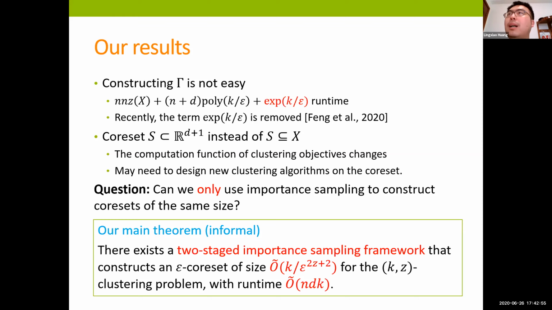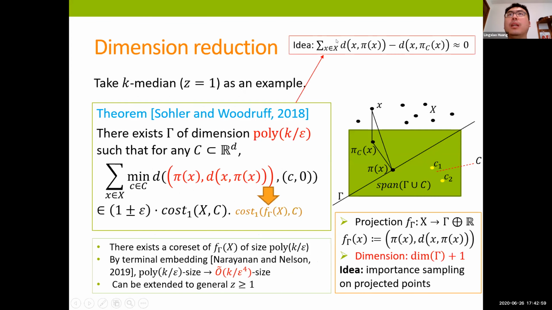Okay. So it's because here, actually, the construction of gamma, you need to satisfy this property for any k point set C. The distance between two projection distances is small, and so because of this C, this inequality should hold for all center sets C. And there are many centers C in the Euclidean space.